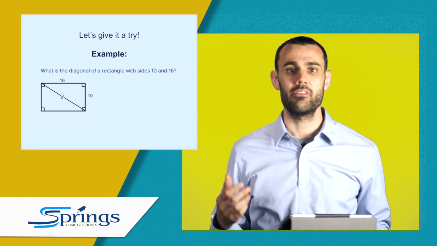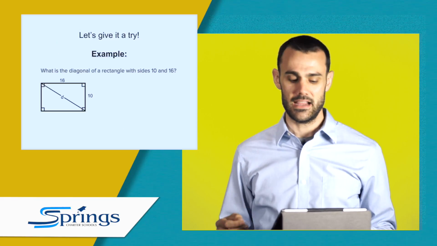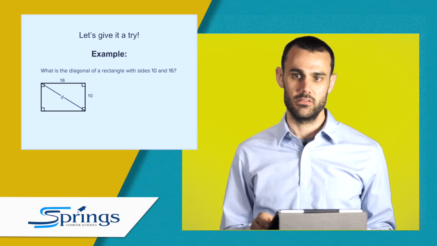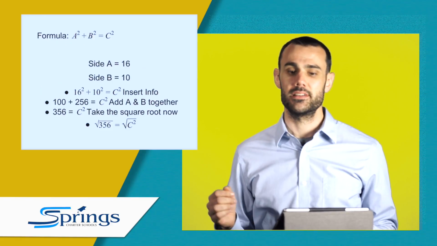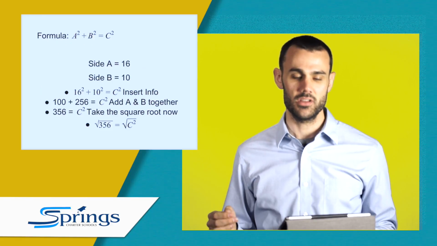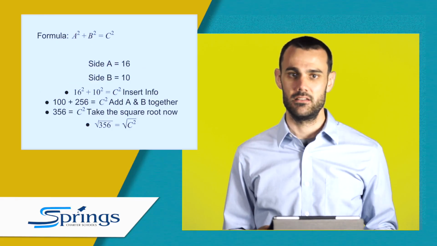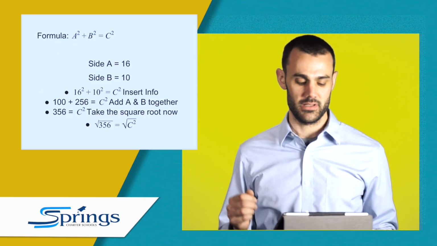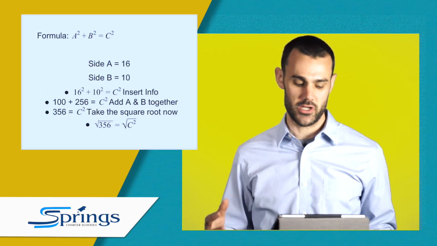Here's an example. We have a rectangle that's been cut in half by a diagonal line. What is the diagonal of the rectangle with sides 10 and 16? So let's insert what we know. Here's our formula: A squared plus B squared equals C squared. Side A had a measure of 16. Side B had a measure of 10. I'm going to insert those two for A and B. So I have 16 squared plus 10 squared equals C squared. We've inserted the information we know.